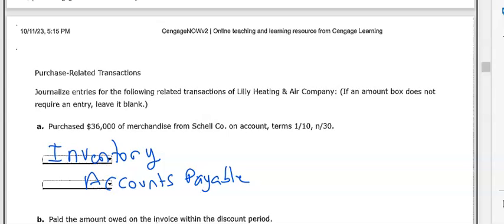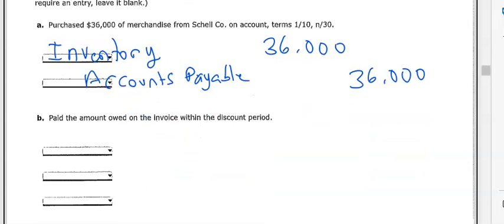So they tell us that we purchased it for $36,000, so I'll debit that and I'll credit my accounts payable. The next question, letter B, says, let's go ahead and pay the amount of the invoice within the discount period. Well, the first thing I need to do is get rid of whatever's in accounts payable. So look up at letter A. How much is sitting in accounts payable right now? A credit of $36,000. I want to get rid of that.